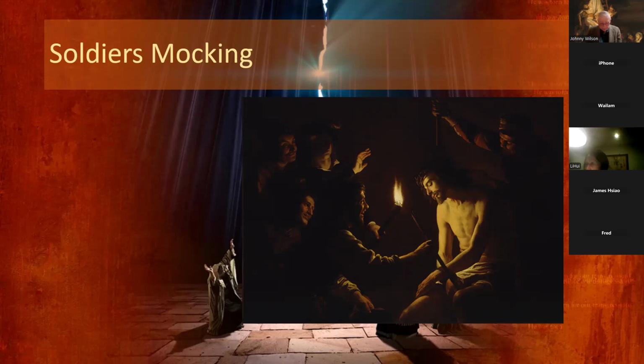Which I seem to have misplaced. Oh, there it is. Prisoners were dressed in royal robes and greeted as though they were Caesar, saying, Ave Caesar, hail Caesar. Actually, in classical Latin, that'd be Ave Caesar. And now it becomes, hail, King of the Jews.